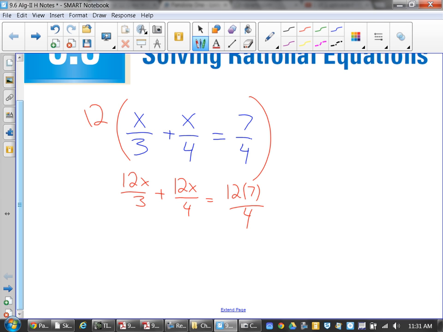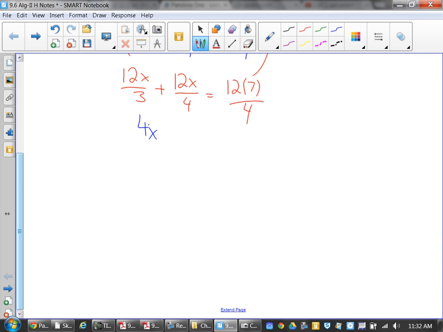When I'm looking at these, you should notice right away that you can simplify each one of those fractions, and the fraction goes away. What's 12 divided by 3? 4. You get 4x. What's 12 over 4? 3. You get 3x. And then this becomes 3 times 7, which is? 28. Try again. 21.